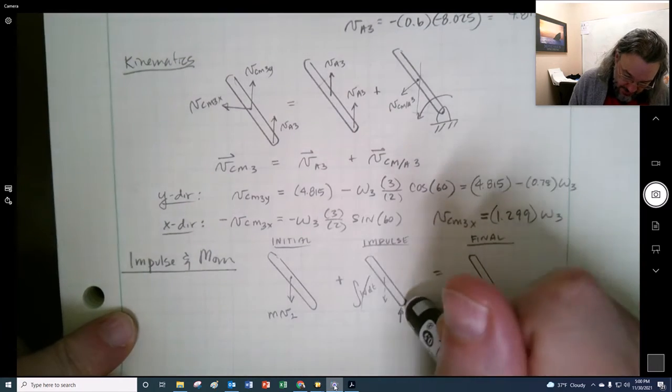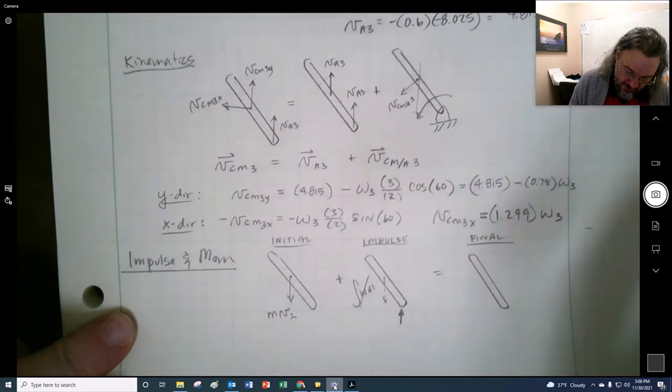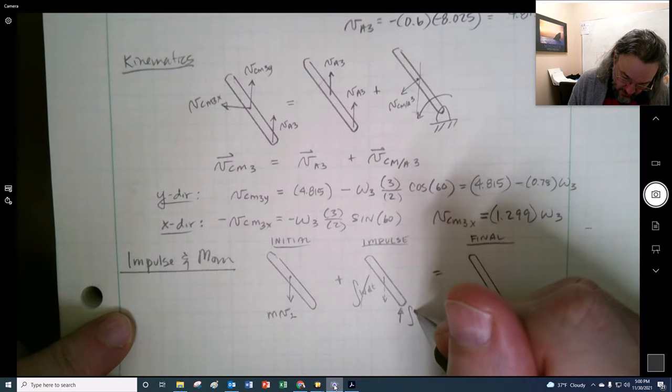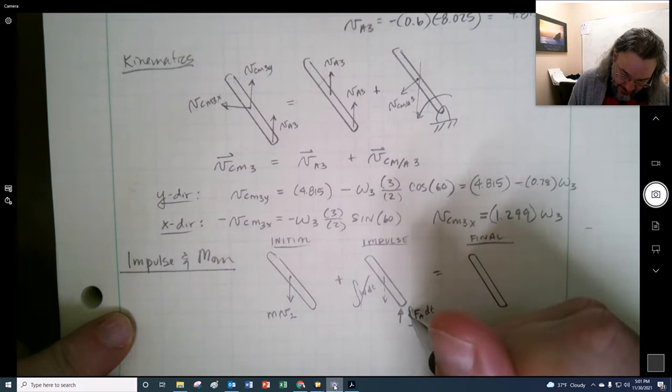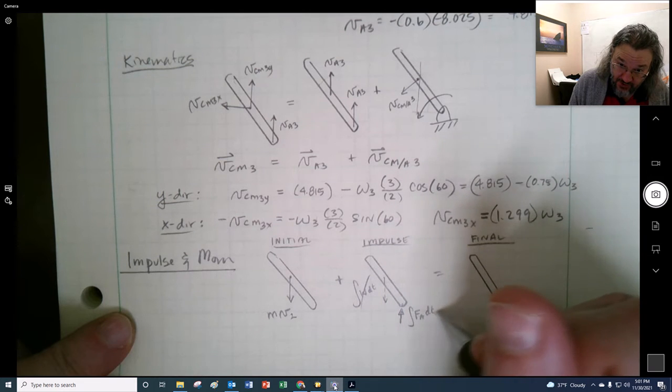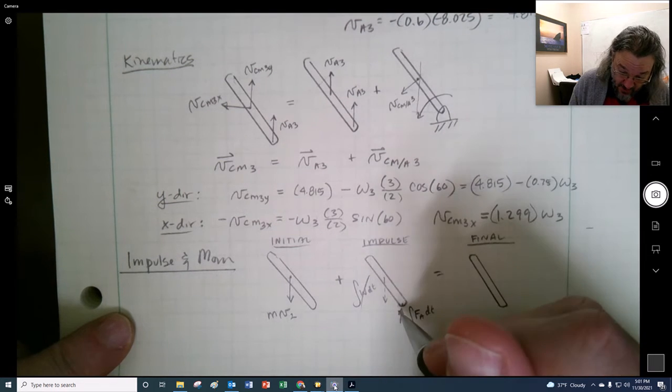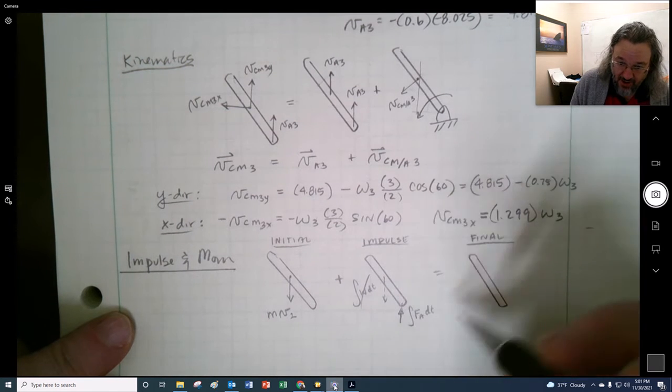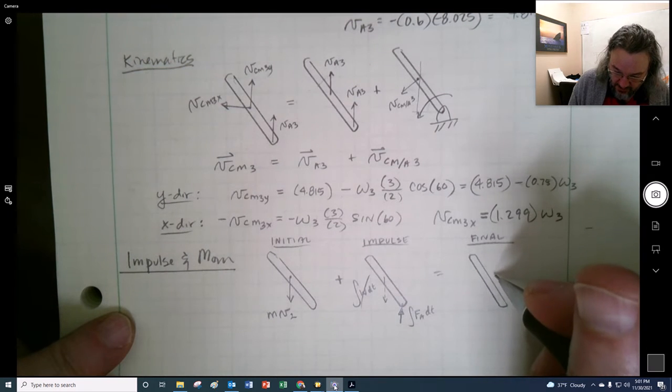Here, I'm sorry, I didn't mean to write f. I meant to write the integral. The integral of F dt, that's large combined, right? The force is very large even though it's got a small amount of time. So it does have an impulse, and we don't want to know it. So we're going to take the moment about that point is the thing we want to do.